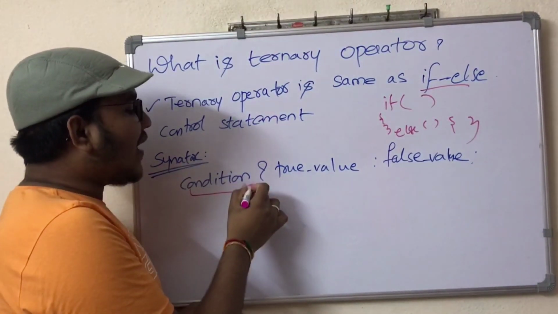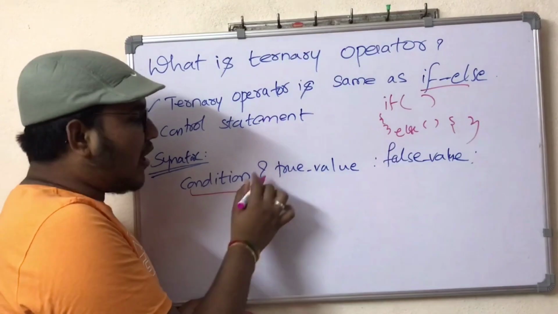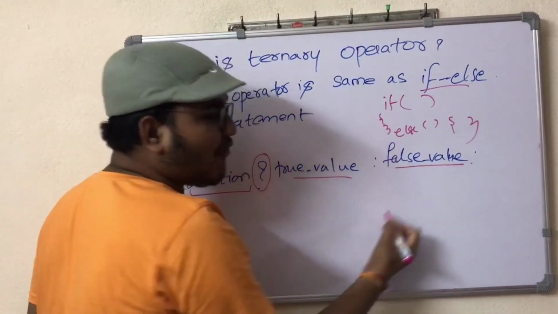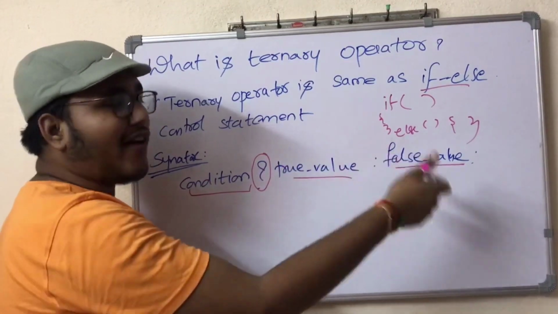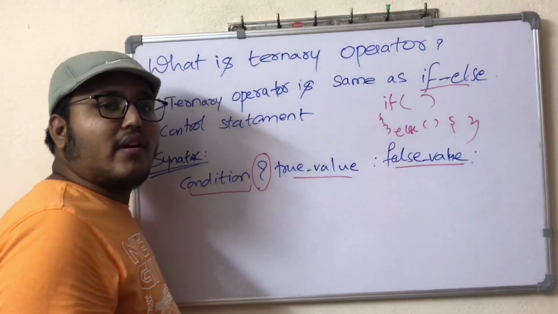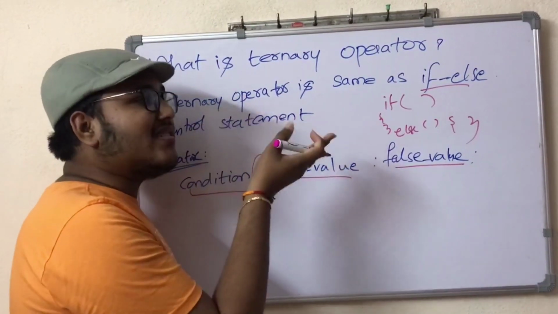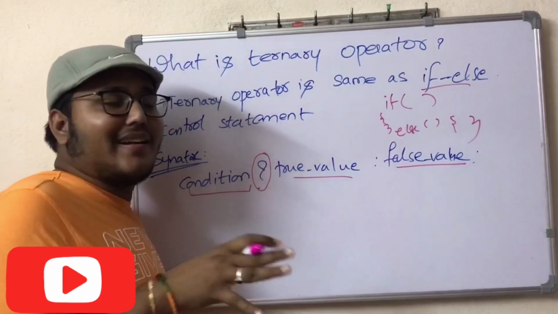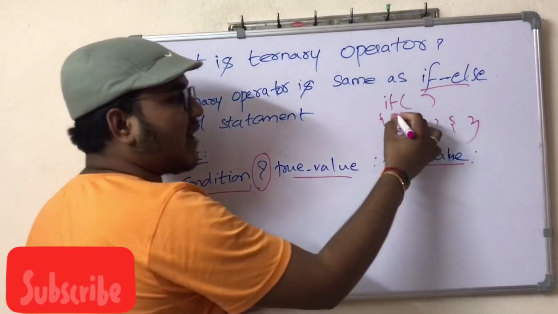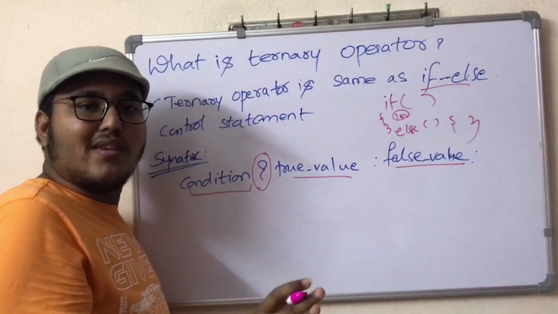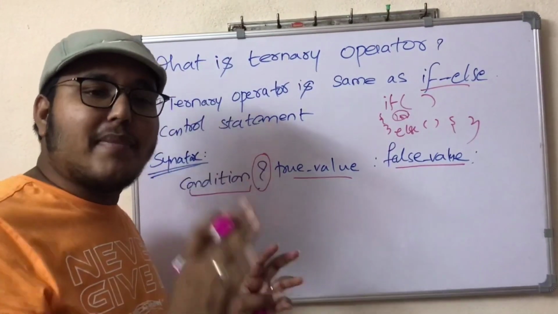Here we are writing the condition followed by a question mark, followed by the true value and followed by the false value, which means the true block and the false block. However, this ternary operator can replace if-else only in some conditions. Let's say there are 100 statements in this if statement, then this ternary operator will not be used. Let's see some examples.